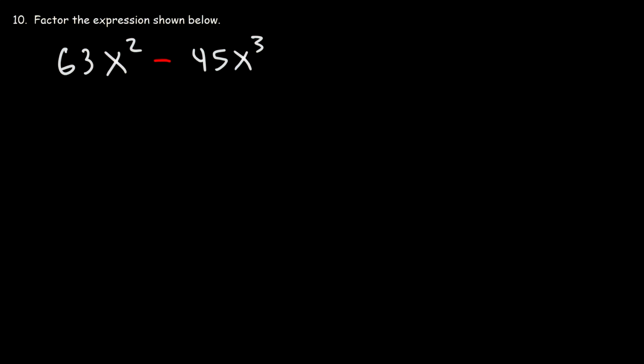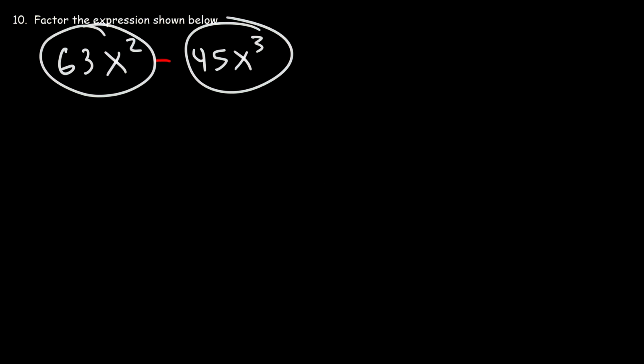Now let's move on to number 10. Factor the expression shown below. So how can we factor this binomial? A binomial is an algebraic expression that contains two terms. This is one term, that's the second term.